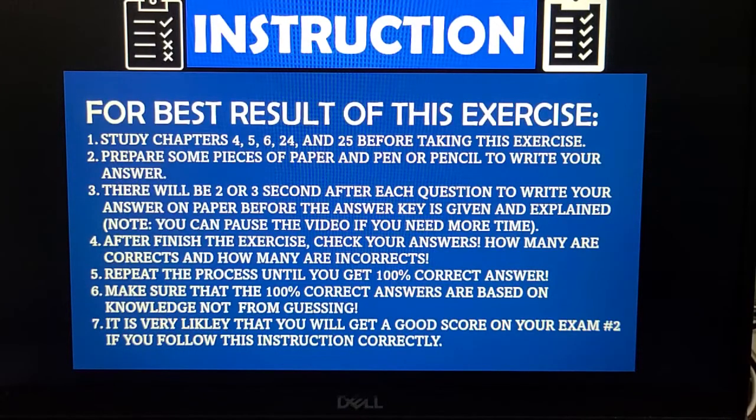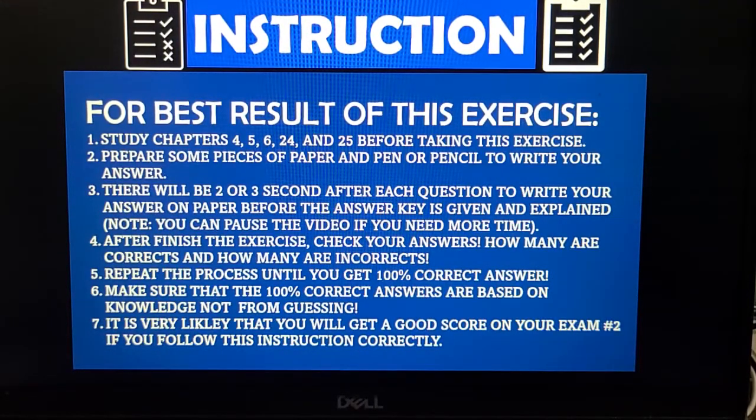Fourth, after finish the exercise, check your answers. How many are correct and how many are incorrect. Fifth, repeat the process until you get 100% correct answer. Sixth, make sure that the 100% correct answers are based on your knowledge, not from guessing.